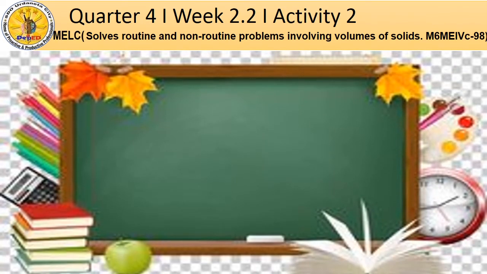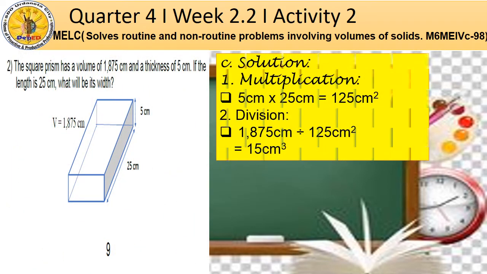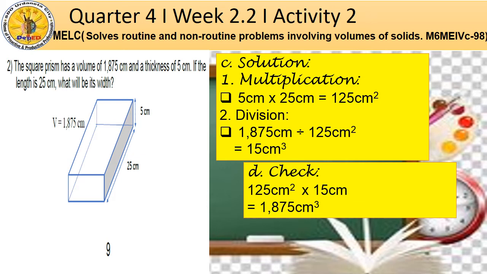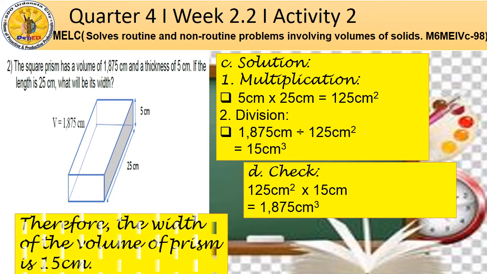And now, let us solve the problem. First, we will use the operation for multiplication. We will multiply the thickness of the prism, that is 5 centimeters, and the length of the prism, that is 25 centimeters. So 5 centimeters times 25 centimeters equals 125 square centimeters. After that, we will also use the operation for division. So we will divide the volume of the prism, 1,875 cubic centimeters, by 125 square centimeters, which equals 15 centimeters. After that, we will check the solution. 125 square centimeters times 15 centimeters equals 1,875 cubic centimeters. Therefore, the width of the prism is 15 centimeters.